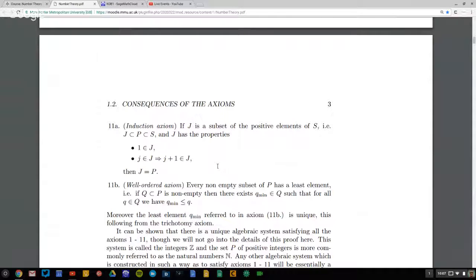So the well-ordering axiom is not true about the rational numbers, but it turns out these two principles are actually equivalent to one another. So if you assume one, you can derive the other, and vice versa. If you assume the second, you can derive the first one from that. So we'll also have a look at that in the tutorials.